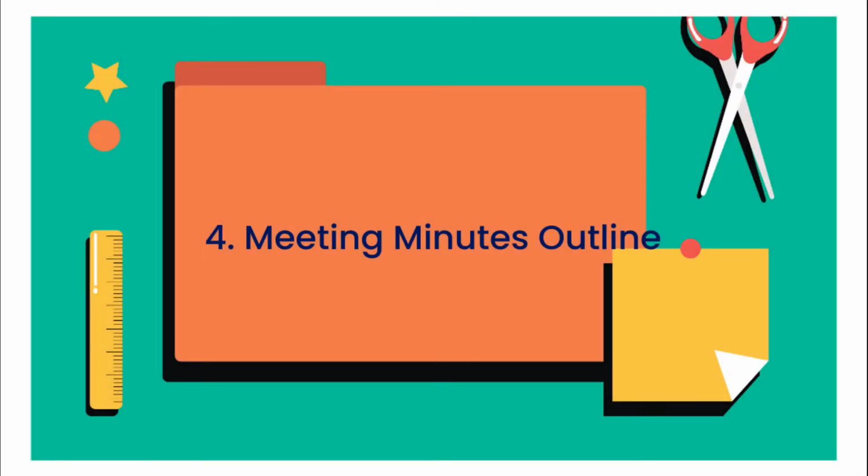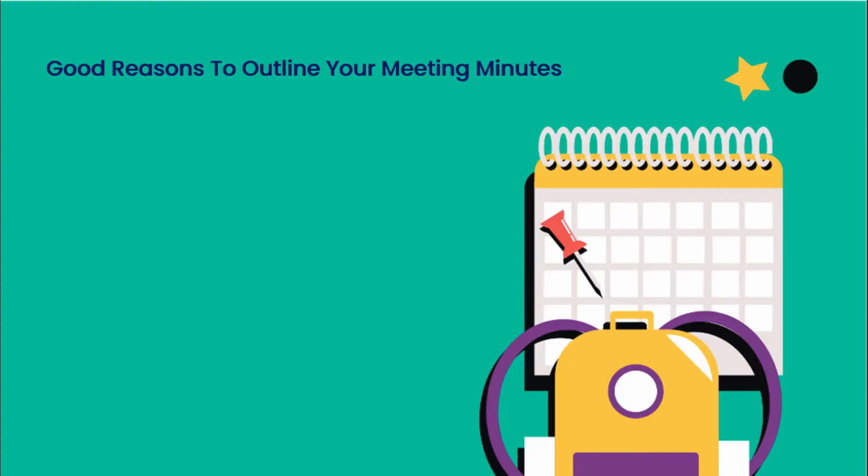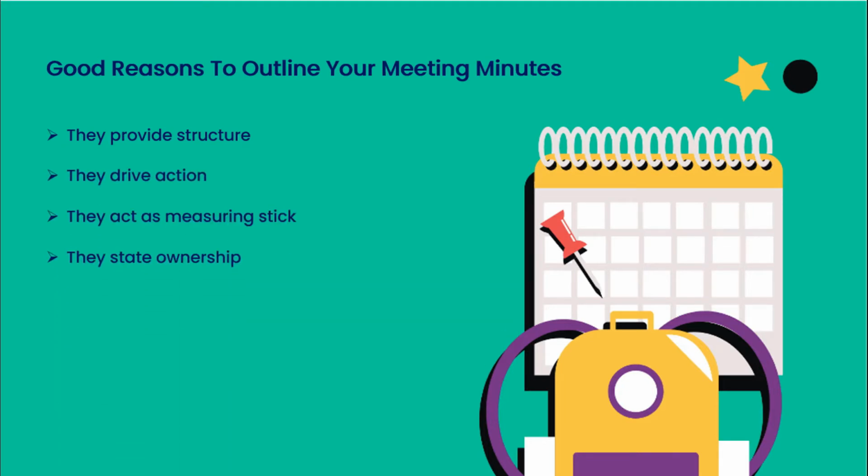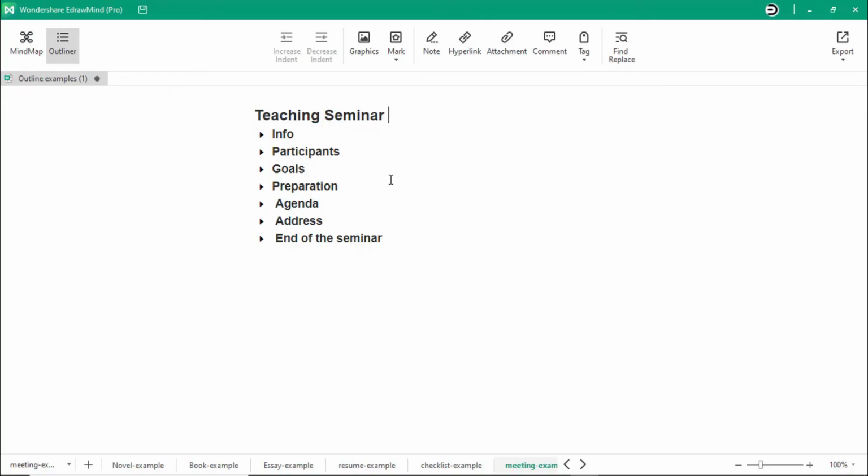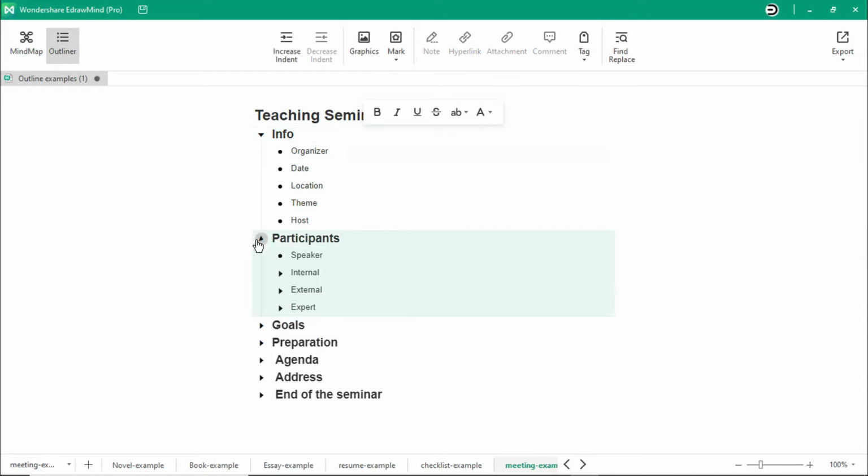Now let's look at a meeting minutes outline. Here are some good reasons to outline your meeting minutes. They provide structure, they drive action, they act as a measuring stick, and they state ownership. Now let's see an example of a meeting minutes outline. Clicking on the arrow expands the topics into subtopics as shown.